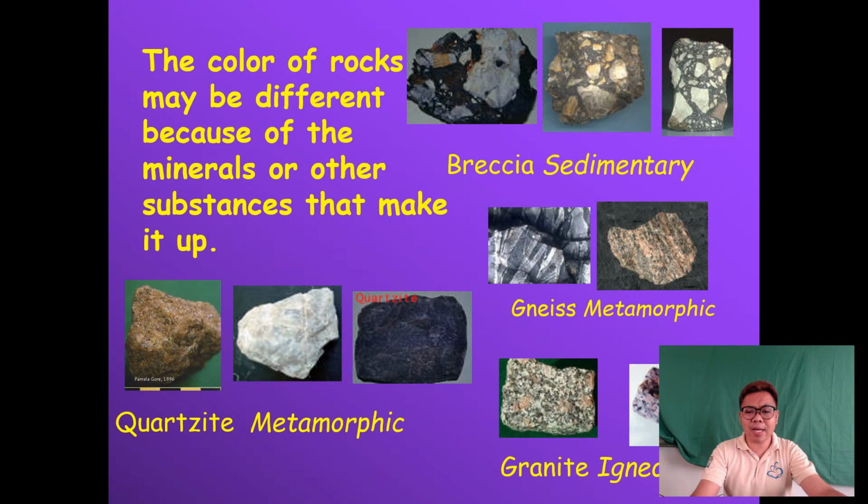So, ito po mga sample natin, yung breccia sedimentary. Lahat yan ay breccia sedimentary, pero nagkakaiba-iba lang sila sa kanilang colors. Then, we also have yung quartzite metamorphic. Tingnan nyo po, no? Lahat yan ay quartzite, pero nagkakaiba lang din sa colors. Yung gneiss metamorphic, merong gray, merong brownish, at yung granite igneous din ay meron ding iba't ibang uri ng color. Pero they have the same kind of mineral na meron sila.